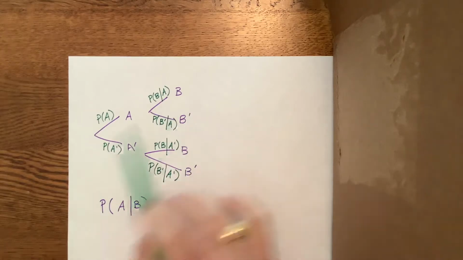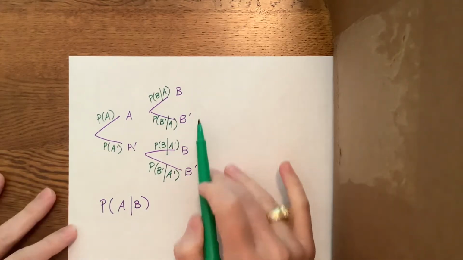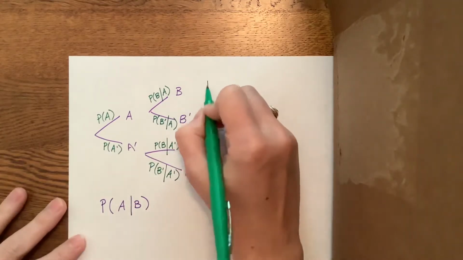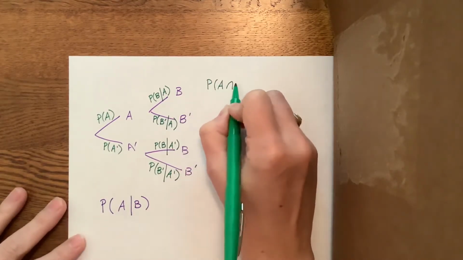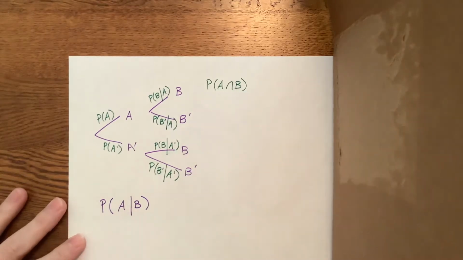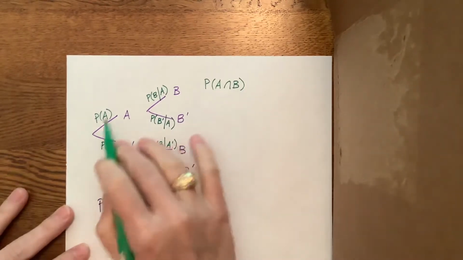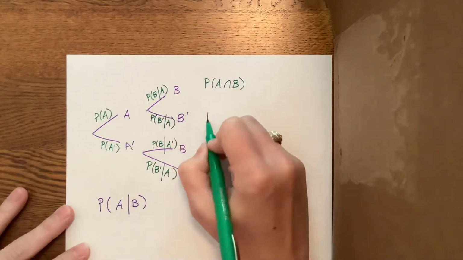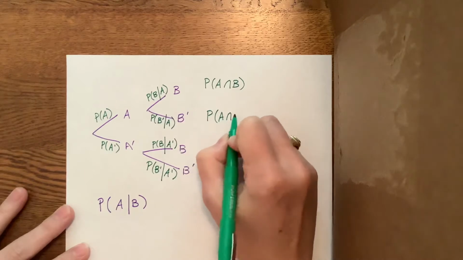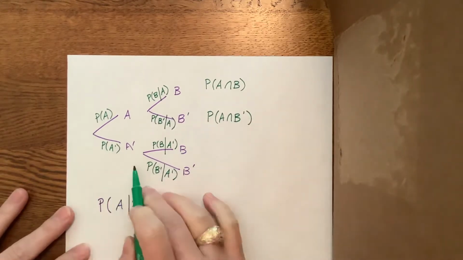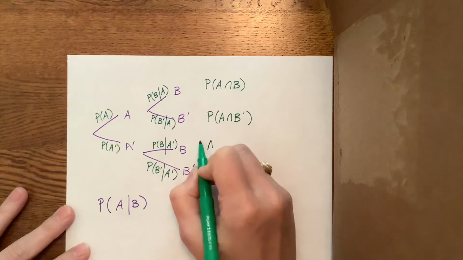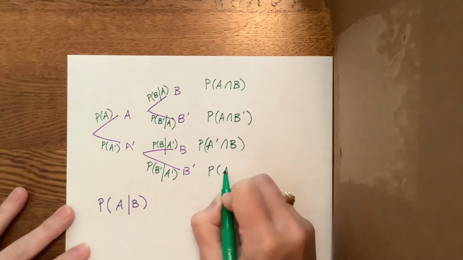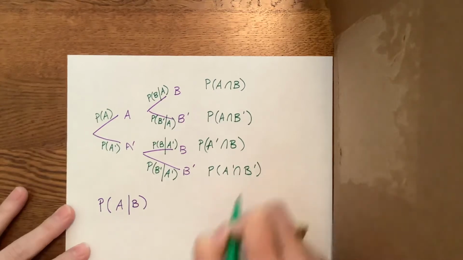Okay, so now do you remember as we were working some of these tree diagrams, we would write out the probabilities off to the side here? Well, this one right here is the probability of A intersect B. Okay, and this one coming this way, well, we had A intersecting with B not. So this is the probability of A intersecting B not. Over here, we have the probability of A not intersecting B. And this is the probability of A not intersecting B not.